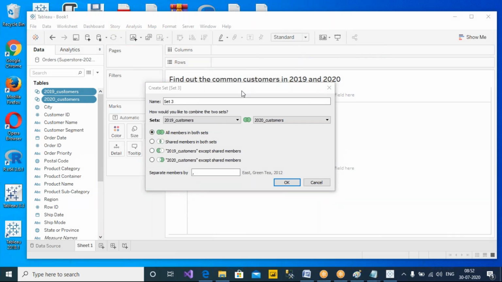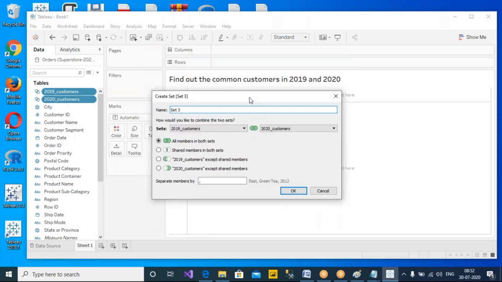Now, what I need for this is to answer: common customers in both the records. So I look at each option here. Shared members in both the sets. What data do you have common in both of them? Get me that data. So I'm selecting the second option here, and I'm naming this as common customers. In which year? 2019, 20.